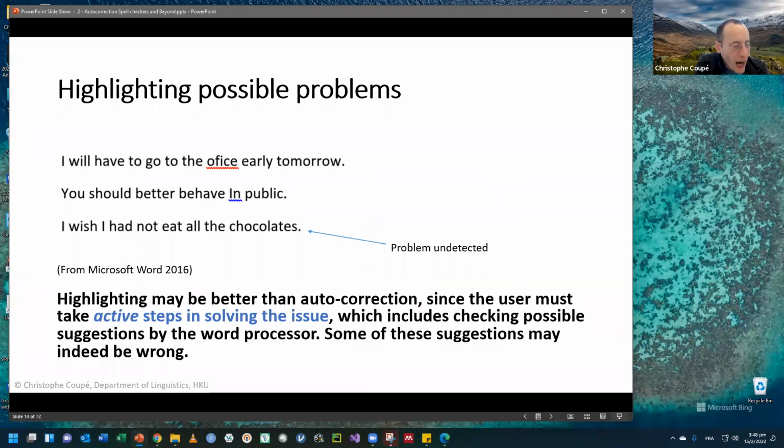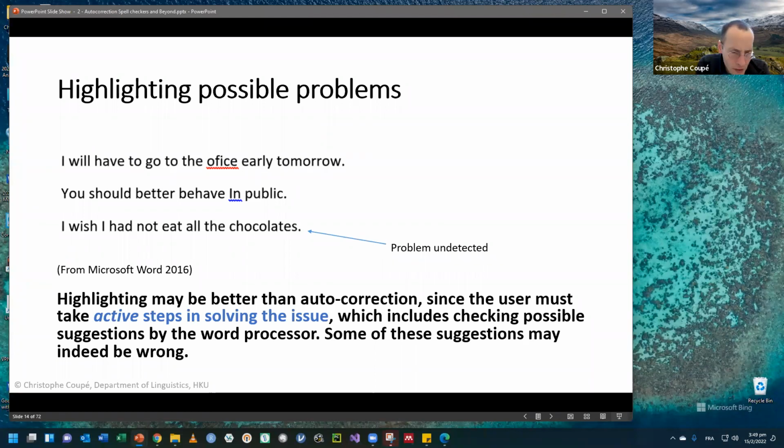This is an example of highlighting some problems. That's Microsoft Word 2016. So not the latest version, but if you write, I will have to go to the office early tomorrow, and you write office with a single F, then it will tell you, oh, I detect something wrong here. And it's in red. And then you also have blue. I'm sure you know that. You should better behave in public, and you write in public with an uppercase I. Then you see this blue line under it.